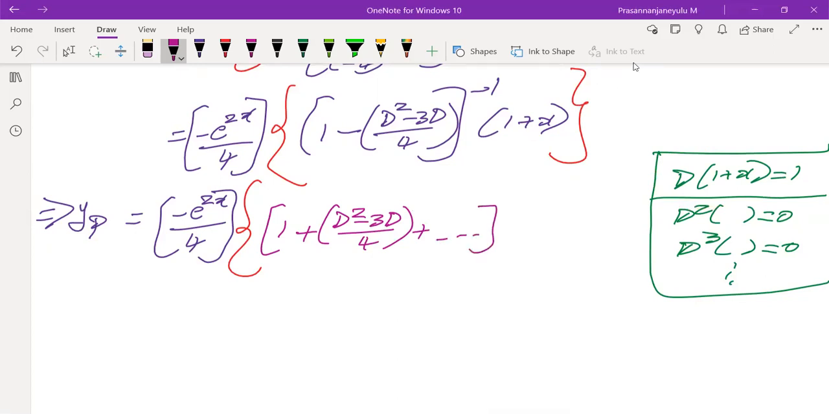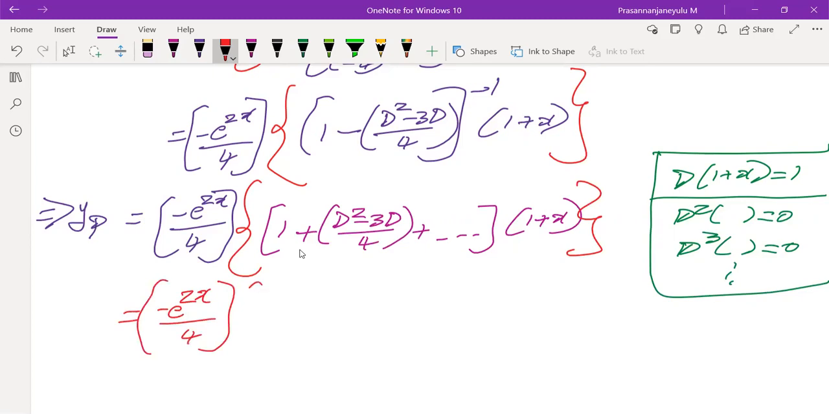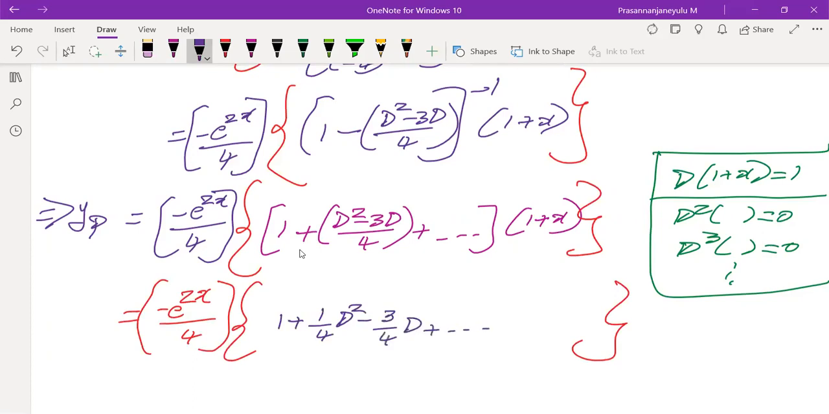Even if we do that, it's a waste of time. We are going to get zeros only. That we already discussed. Now I'm going to write minus e power 2x by 4 into the brackets, which is going to become 1 plus 1 by 4 into D square minus 3 by 4 into D plus and so on, of 1 plus x.